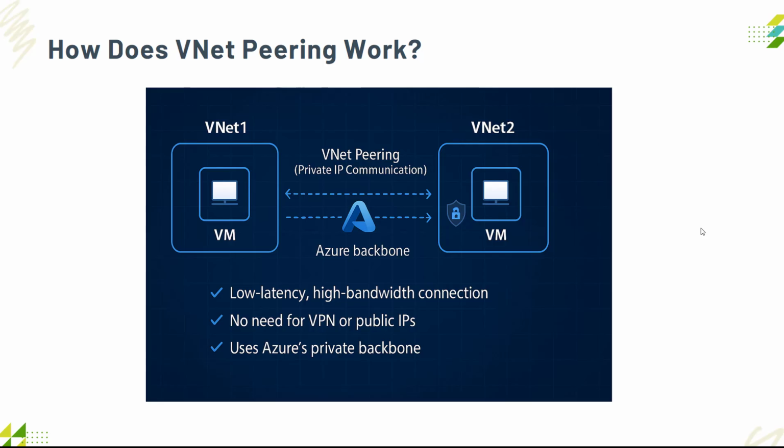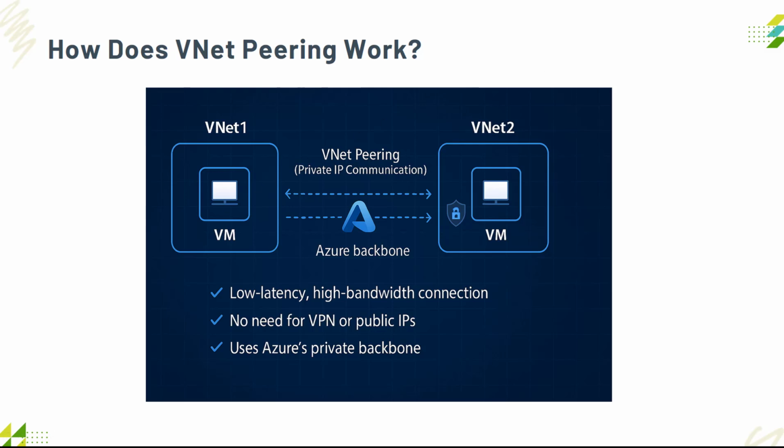The important thing while we are peering two networks is that there are three things we need to consider. One is the IP address space must not overlap between the two virtual networks, otherwise it will not peer. Second, you can optionally enable gateway transit or traffic forwarding for remote VNet access. Third, DNS is not automatically resolved across peered networks. If you configure custom DNS, you will need to configure it if required.